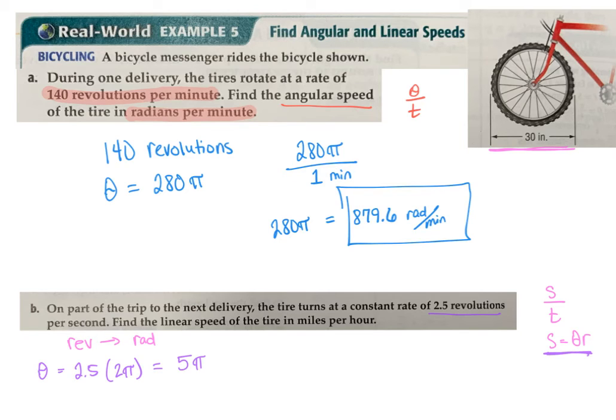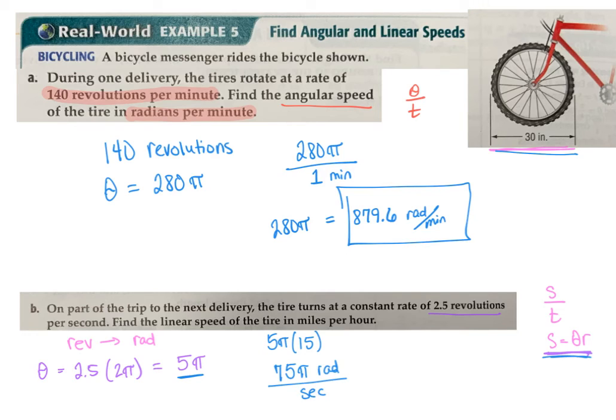So what is my radius then, according to that picture that they gave me? If 30 inches is my diameter, what is my radius? 15. So to find my S, I'm going to say what my theta was, 5 pi times 15, which gives me what? 75 pi radians per second, right?